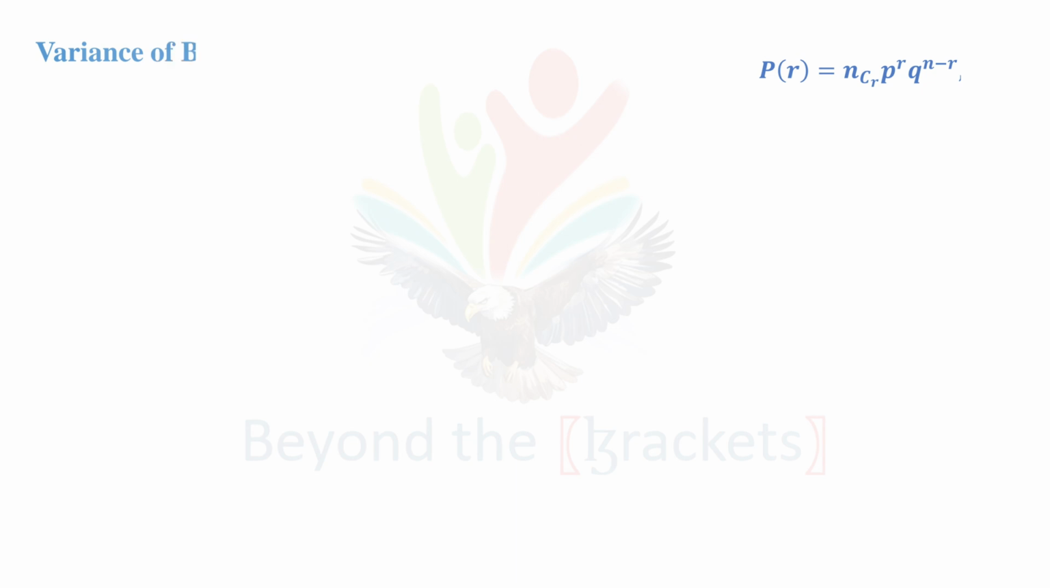Let's proceed to find the variance of the binomial distribution. We know that for a discrete probability distribution, variance is given by sigma square is equal to summation r is from 0 to n r square p of r minus mu square, where p of r is the probability mass function and mu is the mean of the distribution, which is np for binomial distribution.